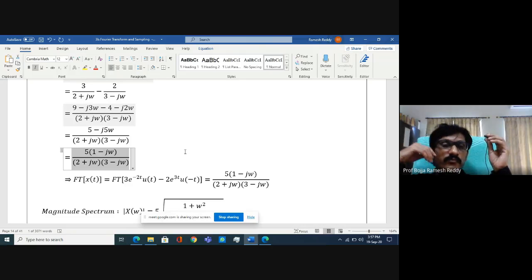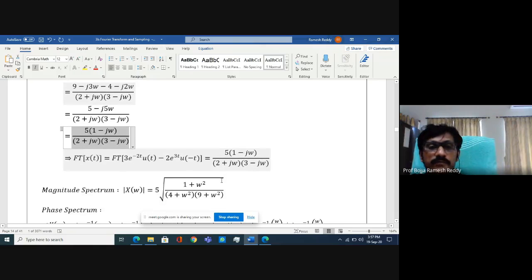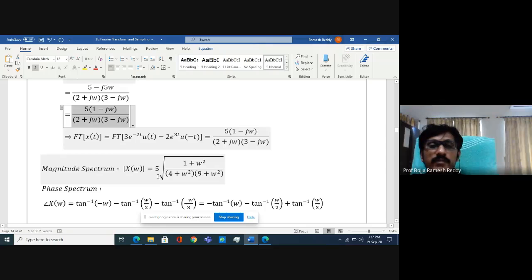Now it is in complex form. For every complex form, we need to separate magnitude and phase; call them the magnitude spectrum and phase spectrum. What is the magnitude spectrum? The modulus of X(ω) is 5 times the square root of the modulus of 1 minus jω, that is 1 square plus ω square, divided by 4 plus ω square and 9 plus ω square.